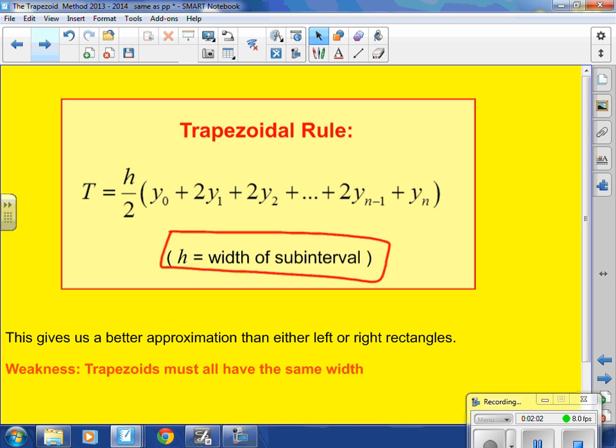So if you don't have equal subintervals and you try the trapezoid rule, you're pretty much guaranteed to get the wrong answer. And it's not a good fit because most people don't stop to think about the width of the intervals. All right, so it gives us a better approximation than either the left or right rectangle method, even the MRAM method. But in order to use the trapezoid rule, all of the trapezoids have to have the same height.